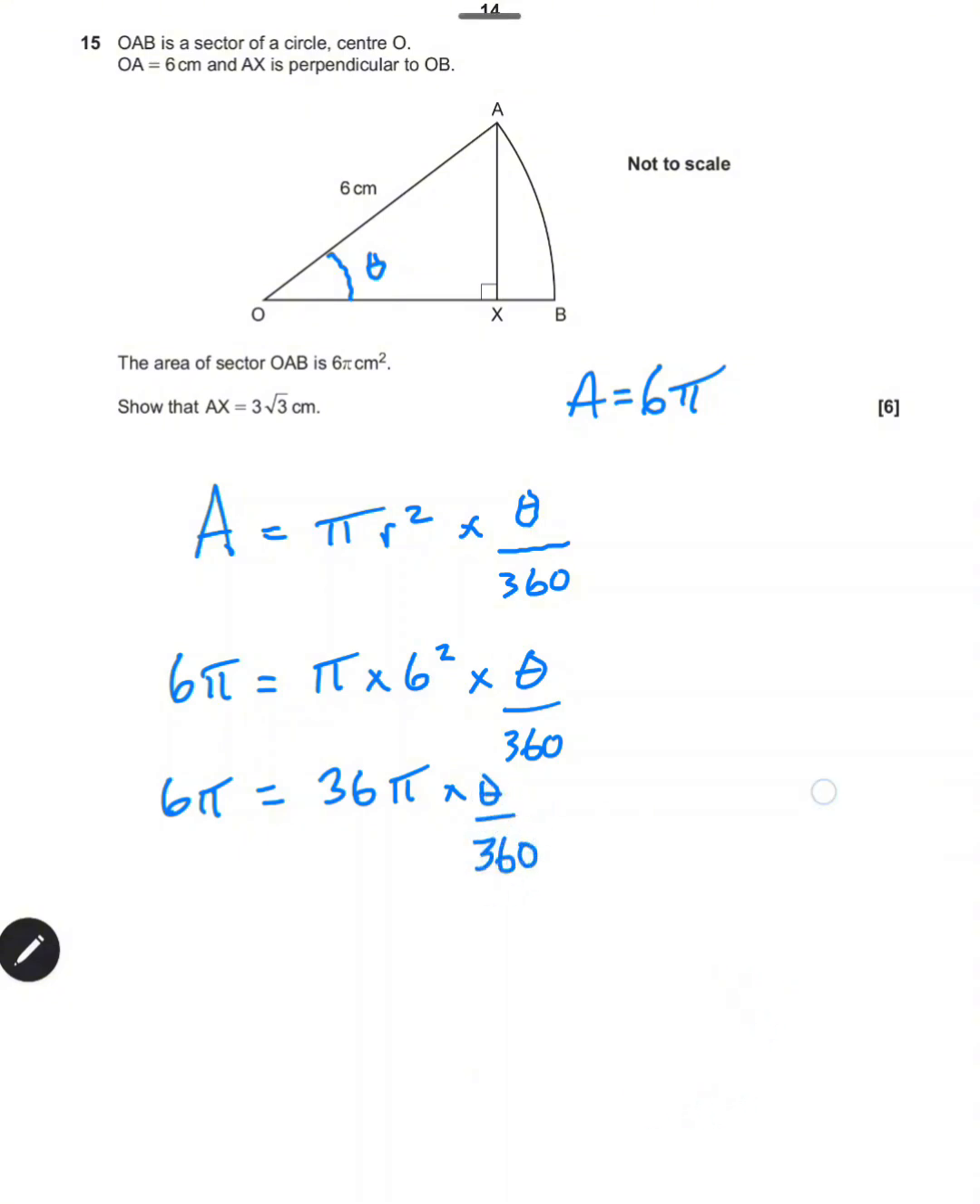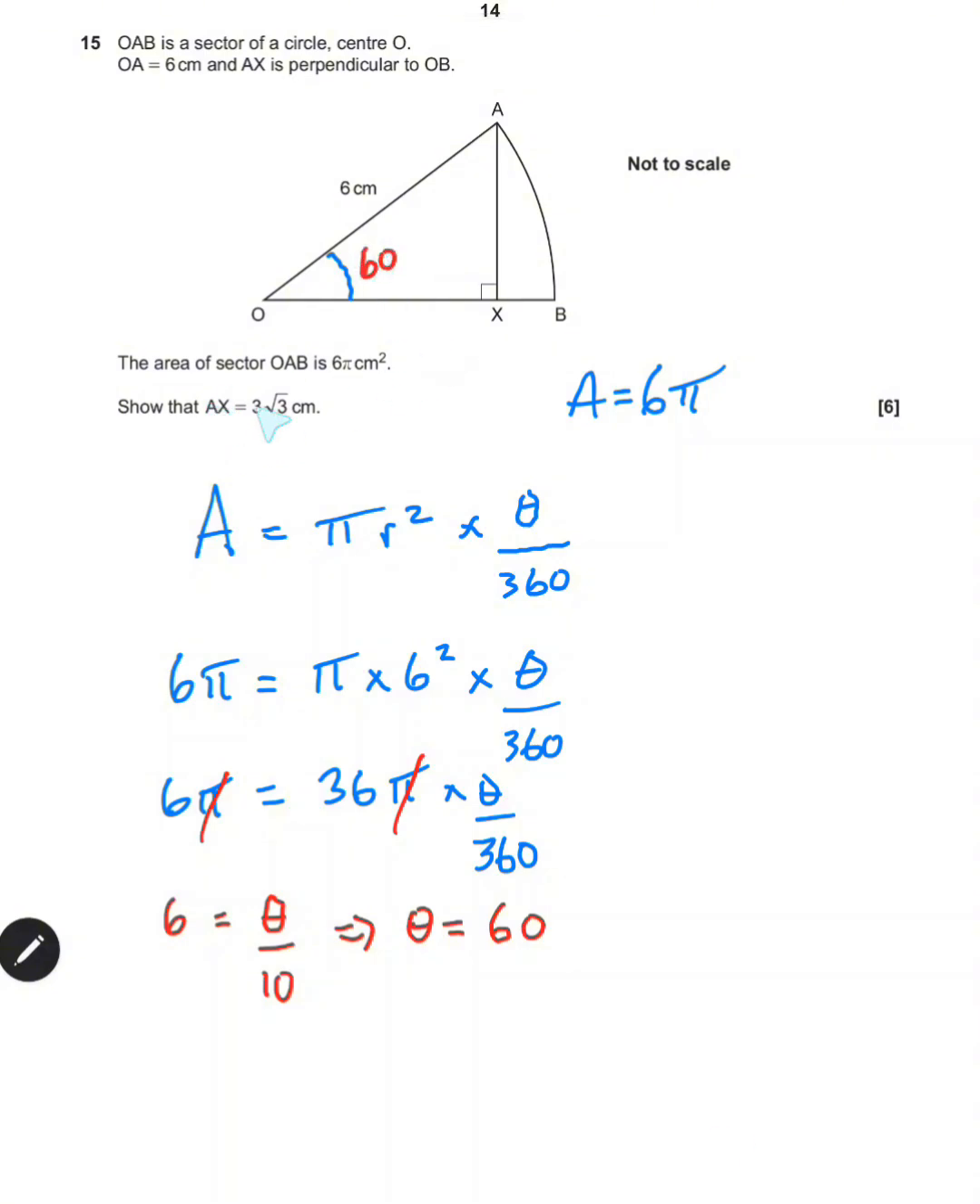And we can start to simplify this. Divide both sides by pi, they'll vanish. I can do 36 divided by 360. That would simplify to 1 over 10. If you divide both top and bottom here by 36, you're going to get 1 over 10. So altogether I get 6 equals theta over 10. And that would therefore tell me that theta, if we times both sides by 10, is going to be 60. So this angle here is 60 degrees.